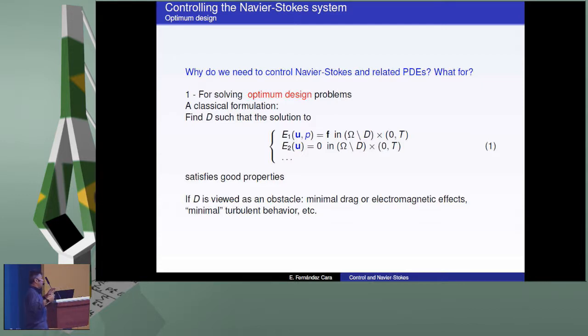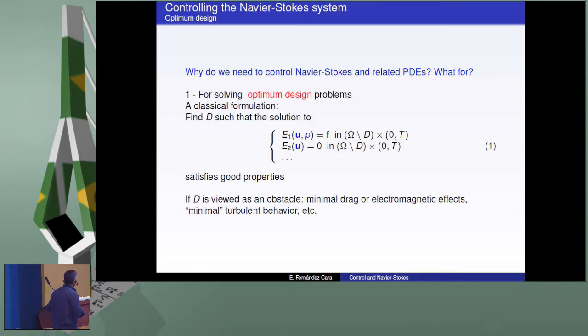So we have, as I have said, two ideas, two key words, Navier-Stokes equations and control problems. And now I am trying to see why do we need to control, why and where do we need to control in relation with which kind of problems and related partial differential equations, and what for. Well, I'm going to give three reasons. There are many more, but three reasons by which I think that it is interesting to control the Navier-Stokes equations. The first one is in order to solve what is called optimum design problems.